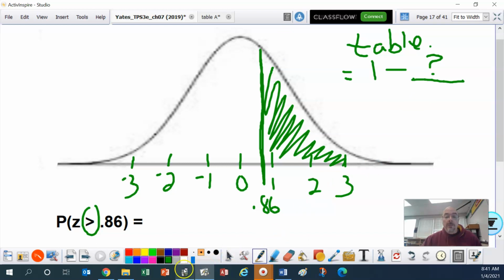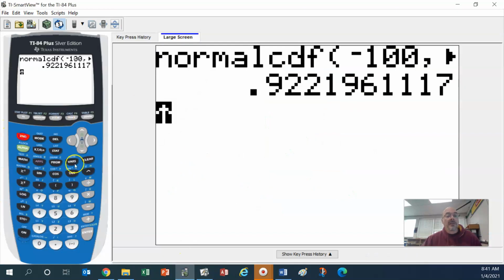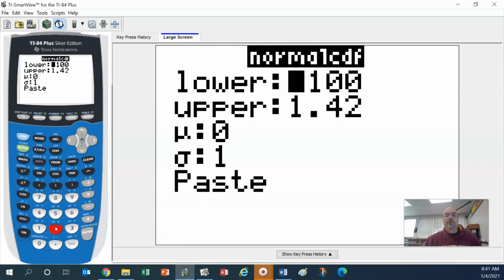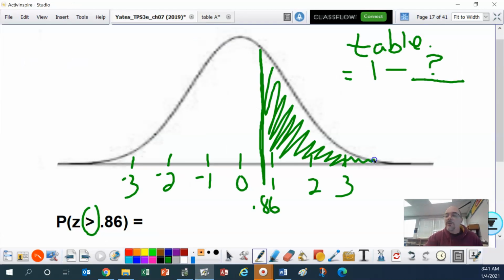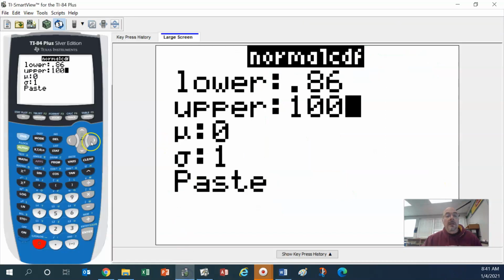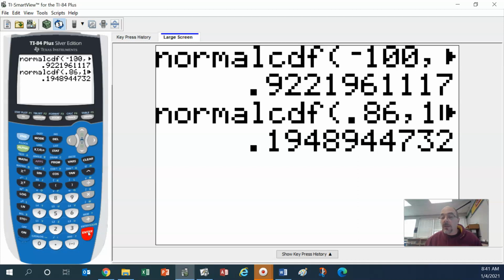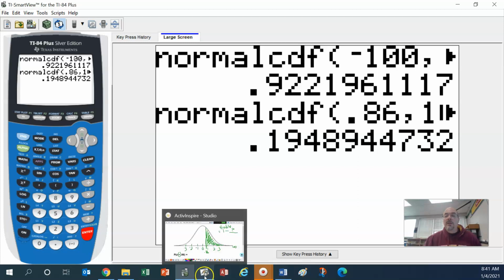With the calculator, 0.86 is now my low bound. So let me go again, second vars, number 2. My low value is the 0.86. My upper value, I'm just going to put 100 in there because it's shaded all the way to the right, so I'm using a big value. Again, I'm going to leave the mu as 0 because it's standardized and the standard deviation as 1. Paste it. And voila, ladies and gentlemen, 0.1949.